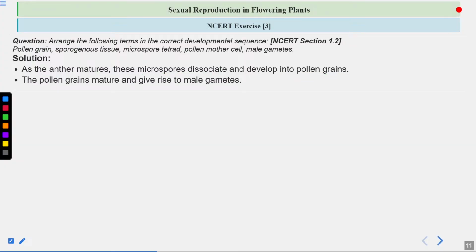So, the pollen grain matures and gives rise to the male gamete, right? So, this mature pollen grain has the generative cell and the vegetative cell. When they germinate on the stigma, they give a pollen tube-like structure, and inside the pollen tube, the generative cell nucleus divides into two male gametes, right?